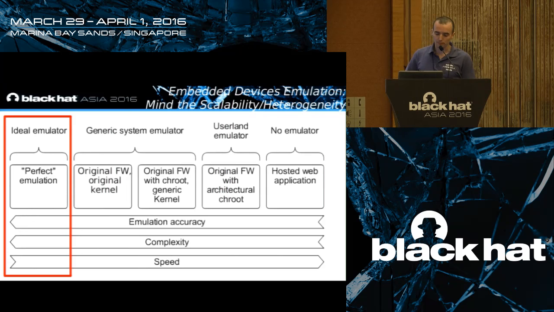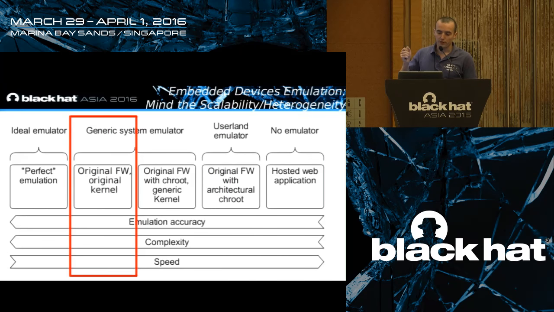Another approach is to use the generic system emulator, where you supply to the emulator, whether it's QEMU or any other emulator, the original firmware and the original kernel of the device, right? Because the device, as we mentioned, is Linux-based. There are kernels compiled for those particular embedded devices, because they have different kinds of peripherals like flash memories, specific ports, Wi-Fi and Ethernet chipsets, and so on, or system-on-a-chip kind of things.